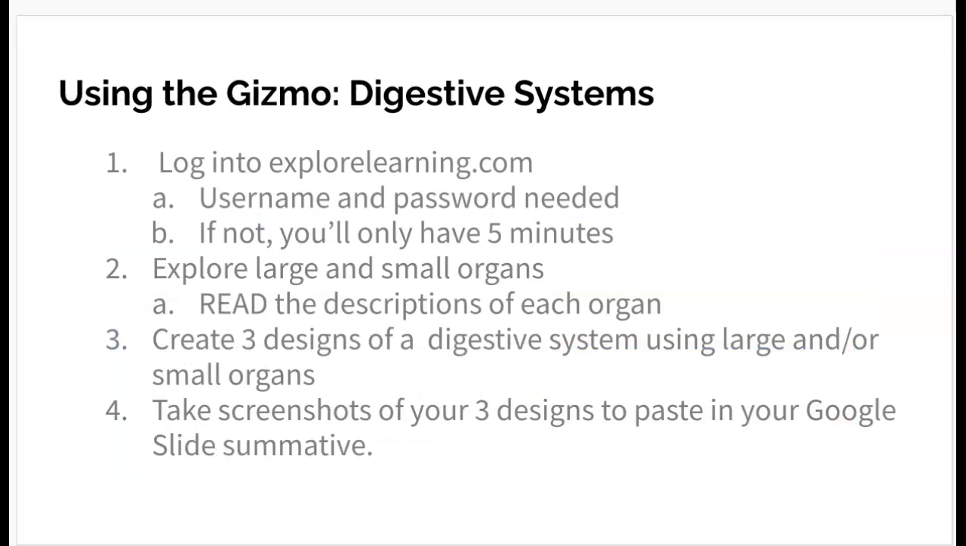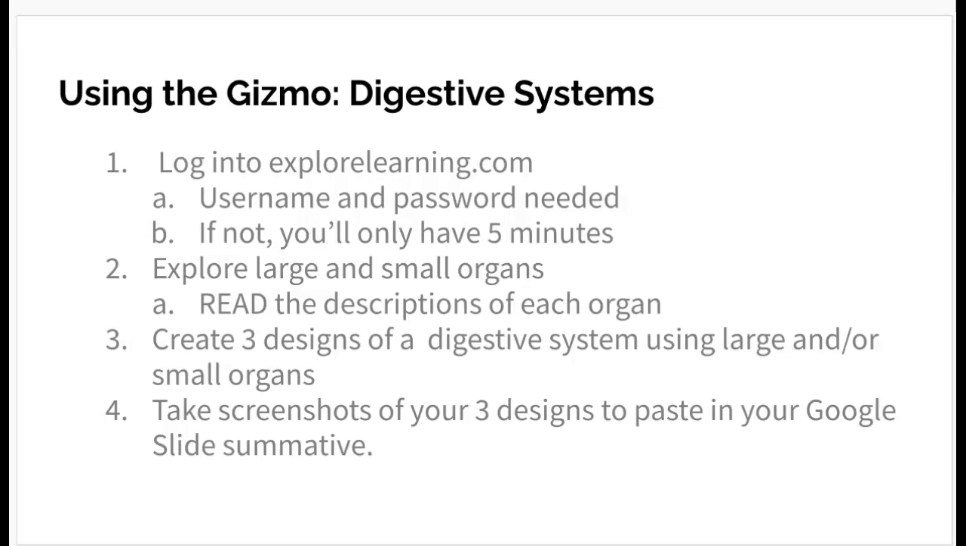So you need the Gizmo digestive systems. You will need to log into explorelearning.com, use your username and password. If not, you'll only have 5 minutes. Explore large and small organs, read the descriptions of each organ, create 3 designs of a digestive system using large and/or small organs. That means you don't have to use all of them. Take screenshots of your 3 designs to paste in your Google Slide summative.